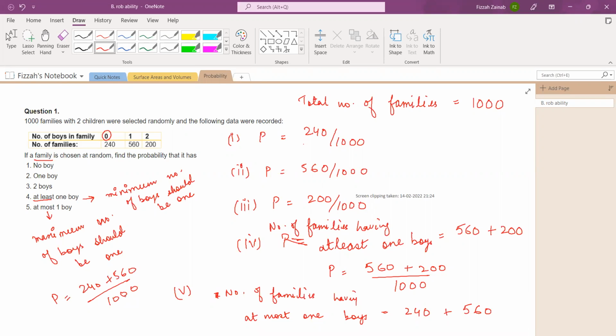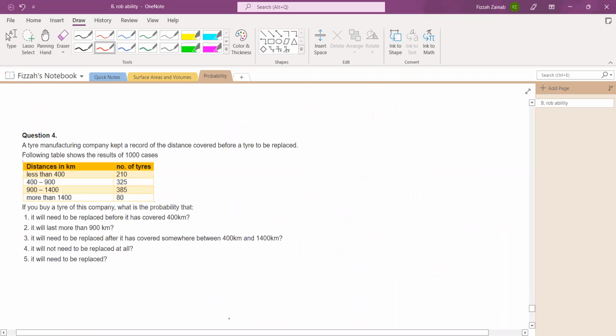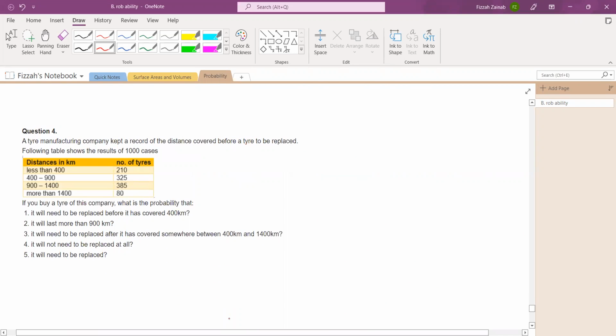Yeah, these terms are often used: at least and at most, so you should understand these terms. Okay, one more question I want to give you. Now you will tell me the answer. Read the question properly.